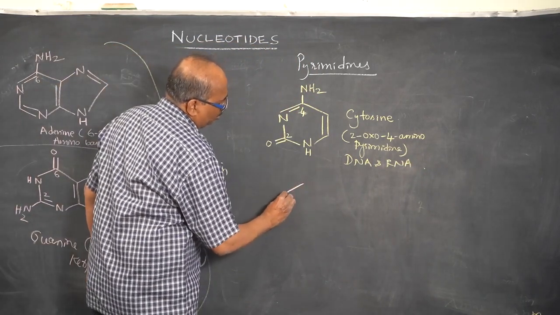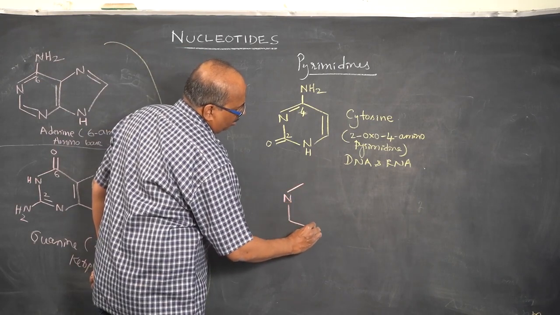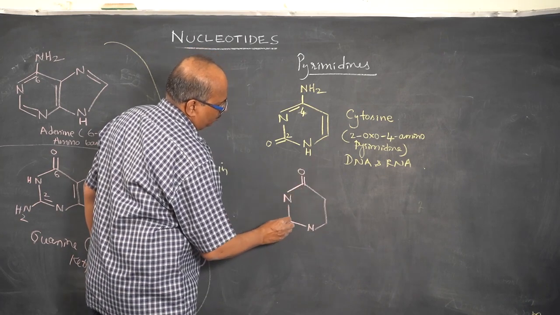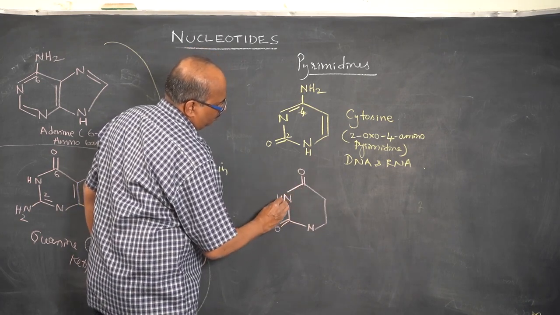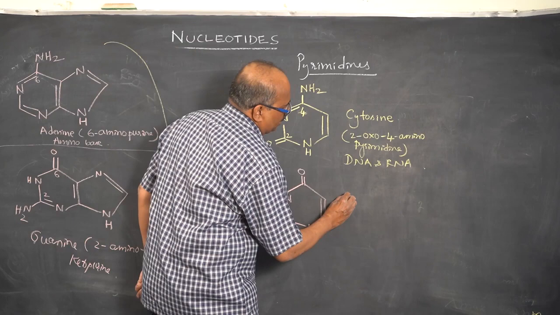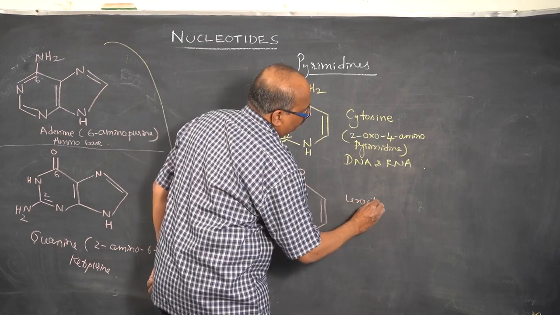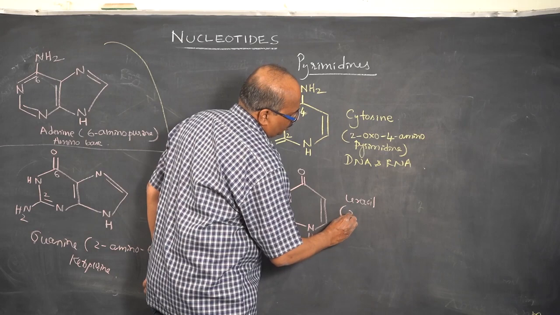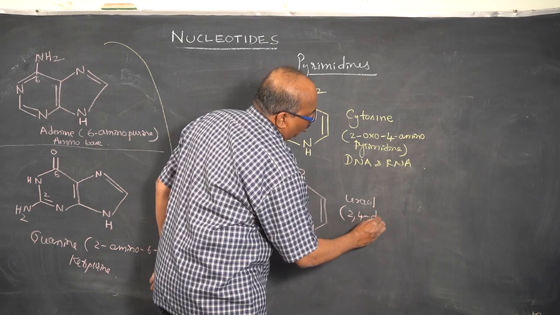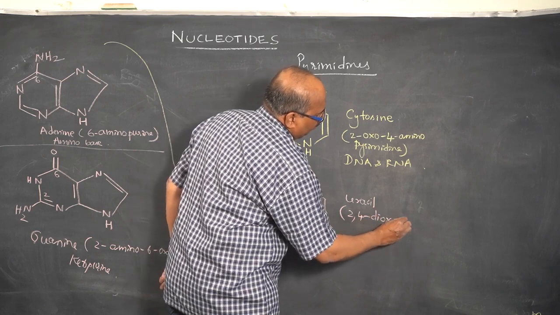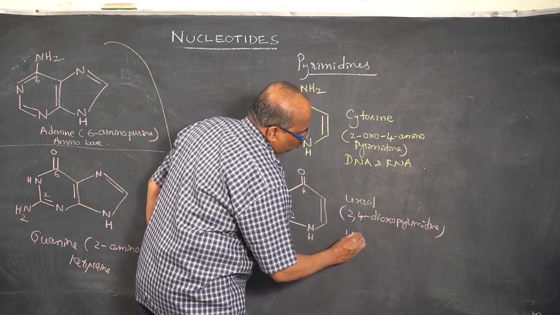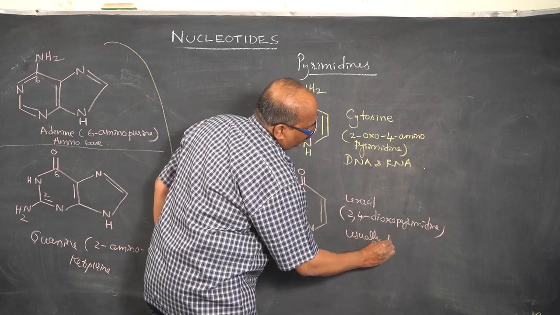The next one usually occurs in RNA. This is uracil. This is 2,4-dioxo pyrimidine. This is usually in RNA.